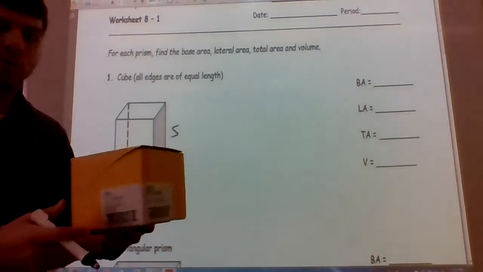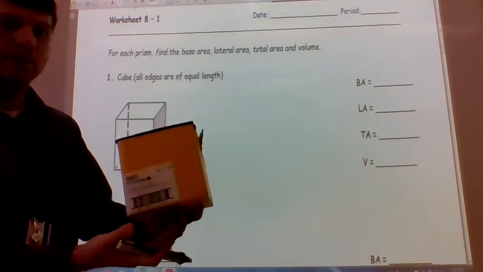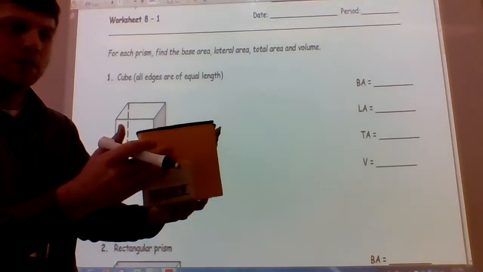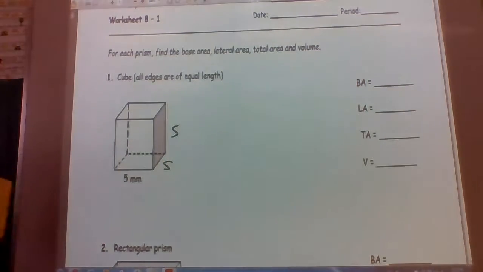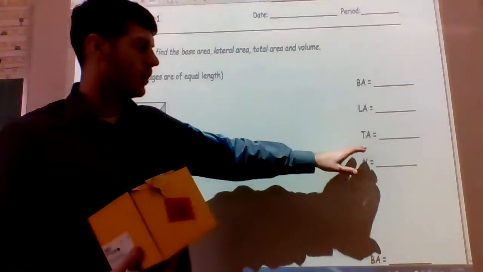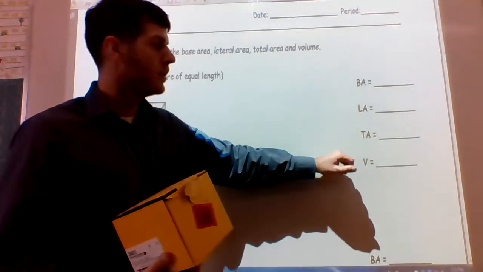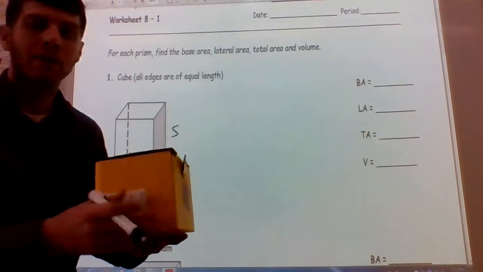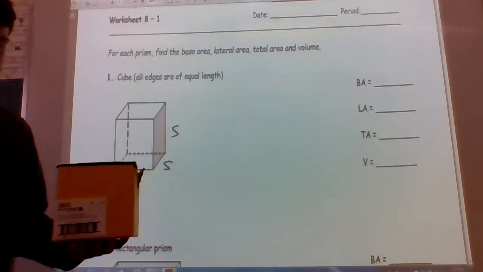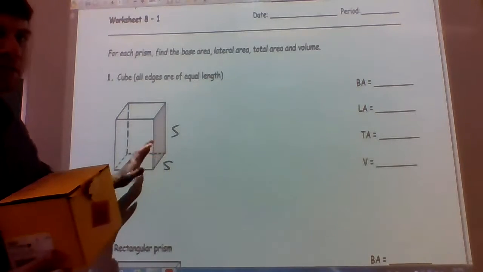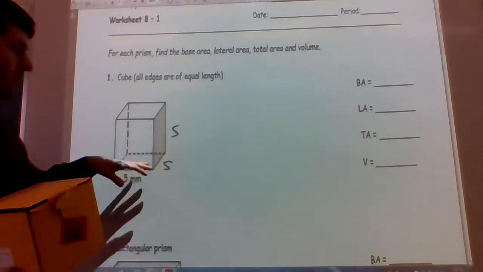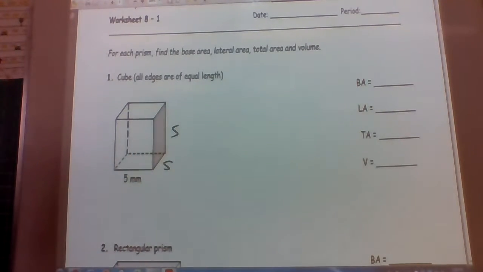Okay, if we look at a cube, it's going to have 6 sides. It's going to have the bottom, the top, the front, the back, and then the left and the right. So it's going to have 6 sides like a dice. We need to find the surface area and the volume. To find the surface area, we're going to have to find the area of all 6 sides. And to find the volume, we're going to have to find the area of the base and the height. We already have the height. We would then need to find the area of the base.